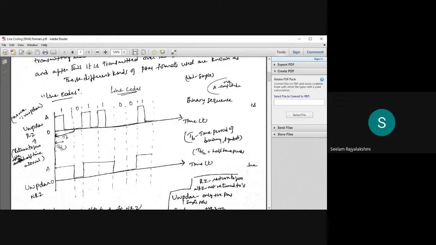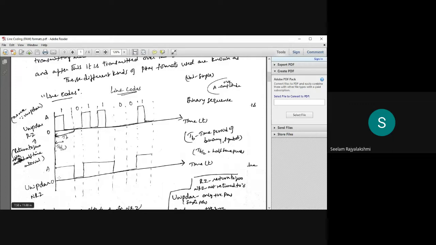That's why here we have only positive sign. We don't have any negative sign. That's why we have the values above the 0, and we don't have any values below the 0 here. Now let us consider unipolar non-return to 0. Again here also we don't have any negative signals.